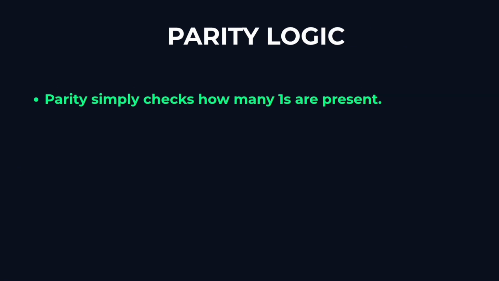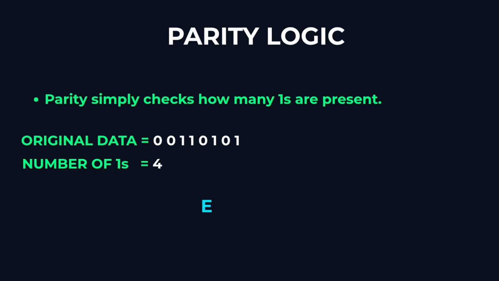Parity simply checks how many ones are present. For example, consider this data. Number of ones equal to 4. Since 4 is even, we call it even parity. If count of ones is odd, then we call it as odd parity.